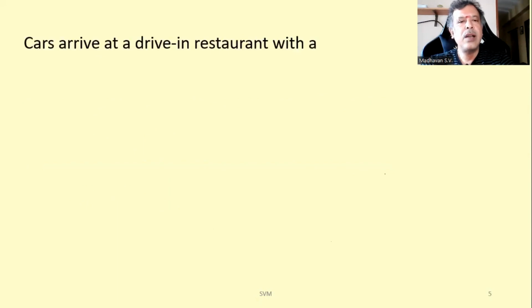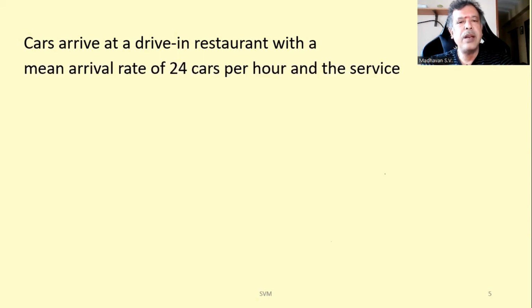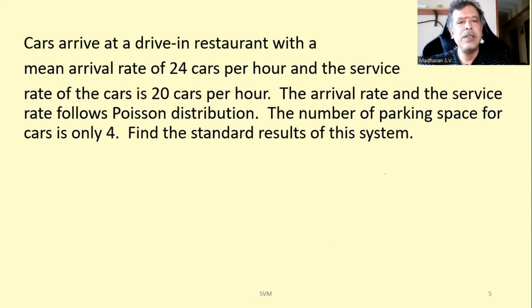The question is: cars arrive at a drive-in restaurant with a mean arrival rate of 24 cars per hour, and the service rate of the cars is 20 cars per hour. The arrival rate and service rate follow Poisson distribution. The number of parking spaces for the cars is only 4. Find the standard results of this system. When we say standard results, we may have to find P0, LQ, LS, WQ, WS, everything.